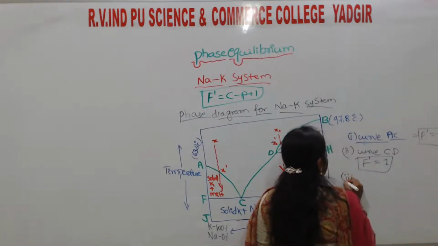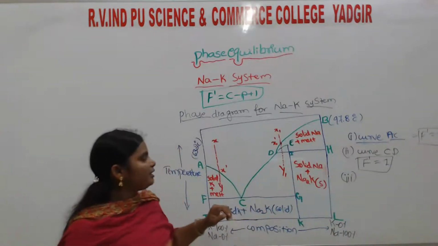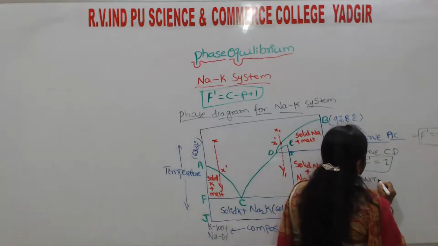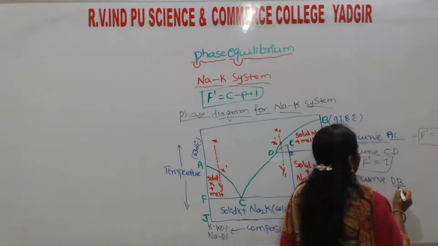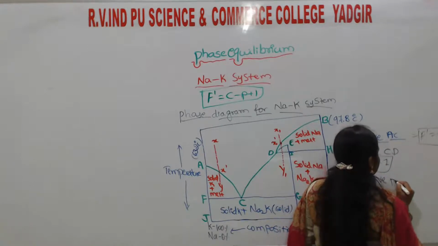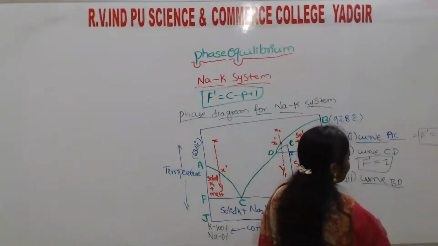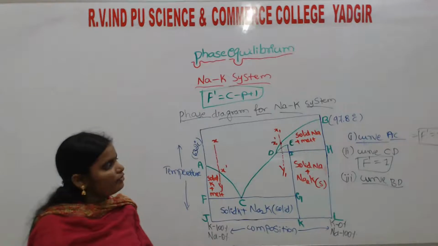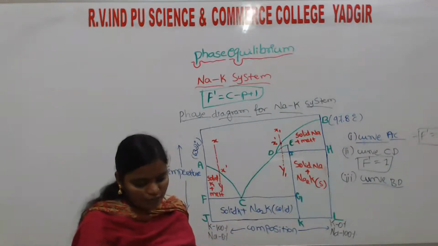Next, the third one, curve BD. Here the curve BD is the fusion curve. Here also you are increasing the temperature.